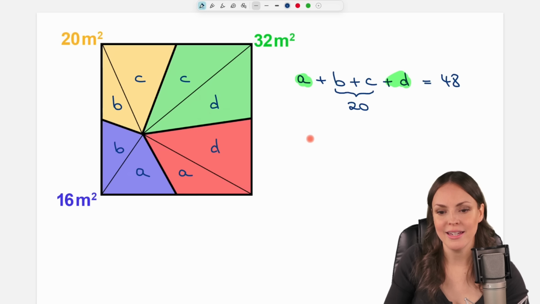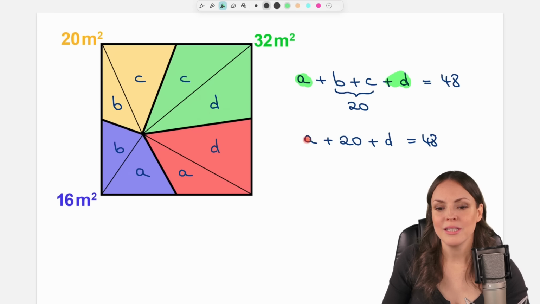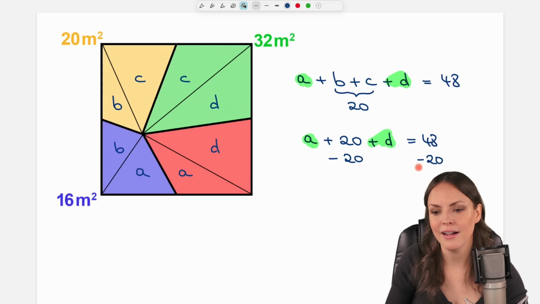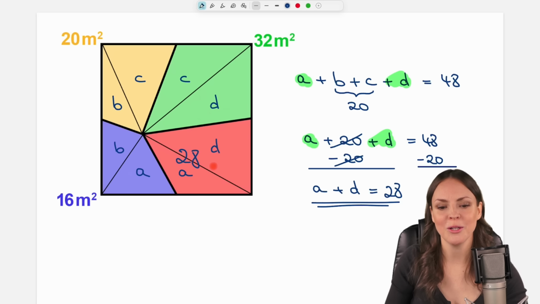So we have A here plus the 20 plus the D, and this equals 48. We only need A plus D here, so let's get rid of the 20 by subtracting the 20 on both sides of the equation. Here we only have A, this cancels out, we have plus D, and 48 minus 20 equals 28, and this is the area we were looking for.